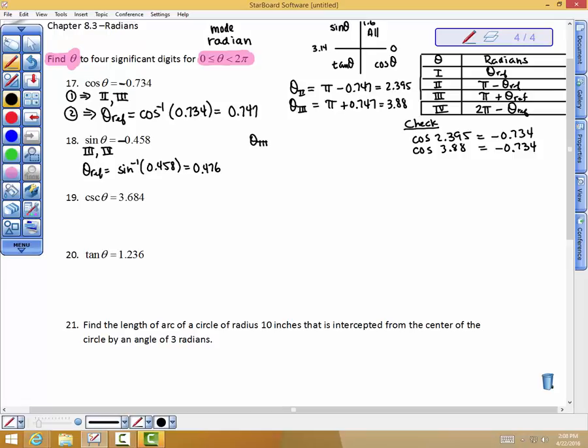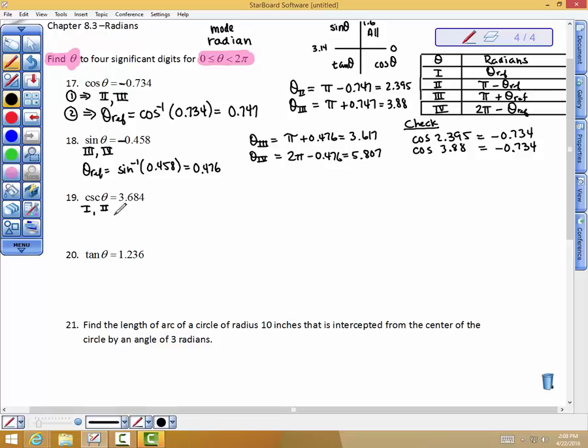But in the third quadrant, we'll take pi and add 0.476. And in the fourth quadrant, we'll take 2 pi and subtract 0.476. And the two answers for this problem should turn out to be, hopefully I'm reading my notes correctly, 3.617 and 5.807. Oh, cosecant, darn. Well, it's like sine. And sine is positive in the first and the second quadrants.